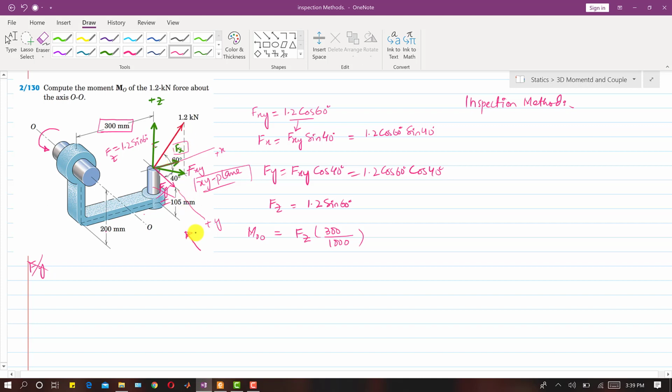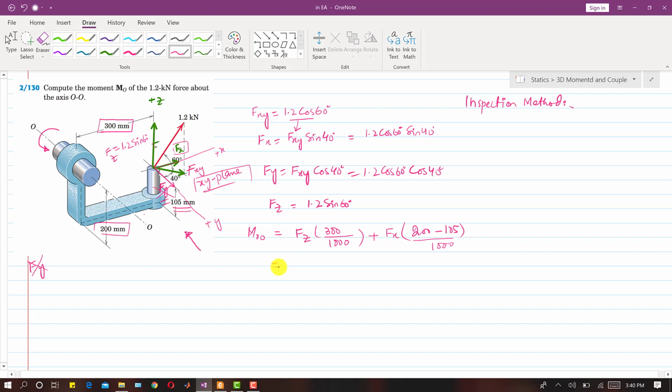And similarly, if we look into this f of x component from this direction, this f of x is also producing the same moment in this direction, right? The perpendicular distance of this f of x from the OO axis is equal to 200 mm minus this height, 200 minus 105, so that will be the perpendicular distance between the f of x component and the OO axis. So this will be plus f of x times 200 minus 105, divided by 1000.